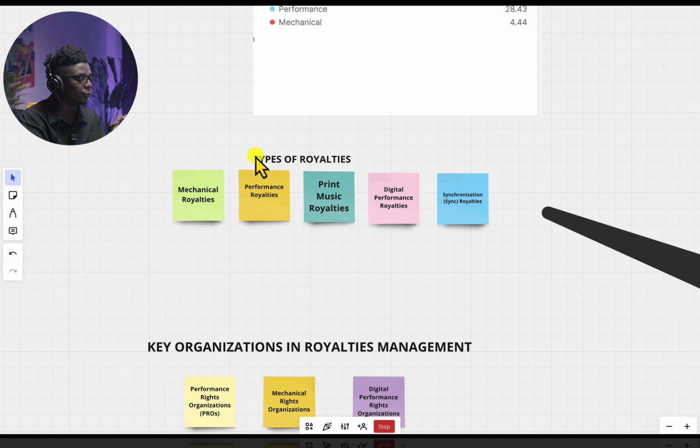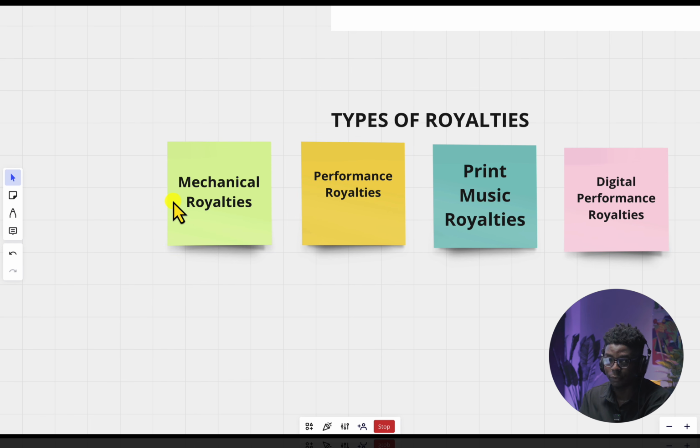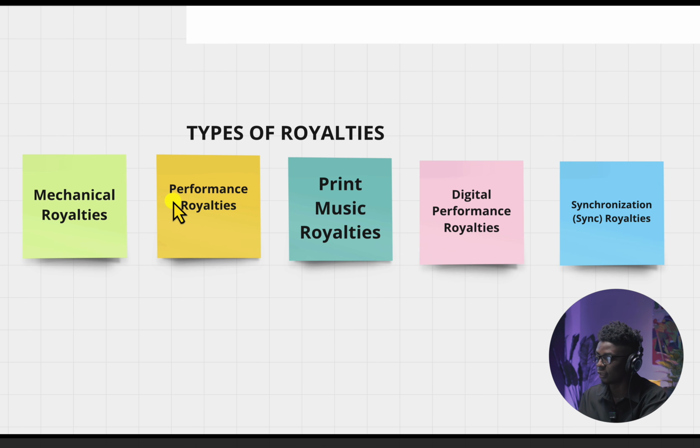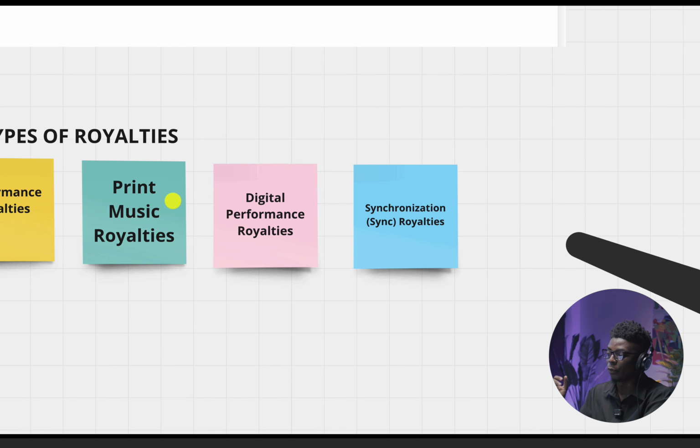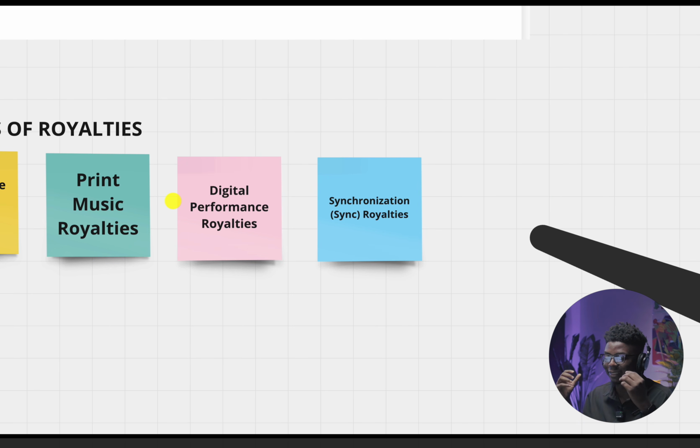So make sure you focus on learning what these types are and how every single one plays a role in your music release. The first one here is mechanical royalties. We have performance royalties, we have print music royalties, we have digital performance royalties, and we have synchronization, also called sync royalties. I know you must have heard the name sync one time in your career.